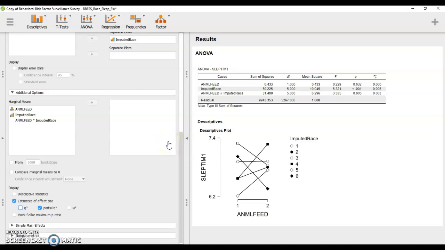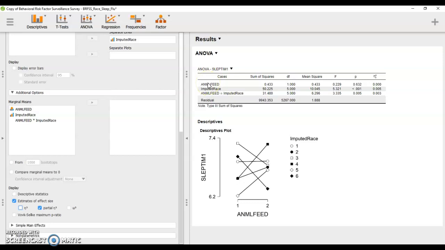So let's take a look at what happens when we have a significant interaction effect. The variables I have here, I'm analyzing sleep time again from the Behavioral Risk Factor Surveillance Survey, and I'm looking at two specific factors here. One is animal feed. This was kind of an interesting one.